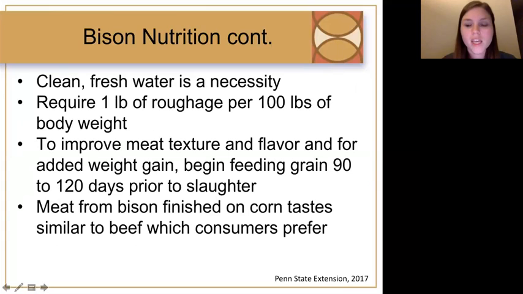Like any other species, clean, fresh water is a necessity. Bison require about 1 pound of roughage per 100 pounds of body weight. So to improve meat texture and flavor, as well as to help add weight gain, you want to begin feeding them grain 90 to 120 days prior to slaughter. So you could finish them on a corn-based grain diet.